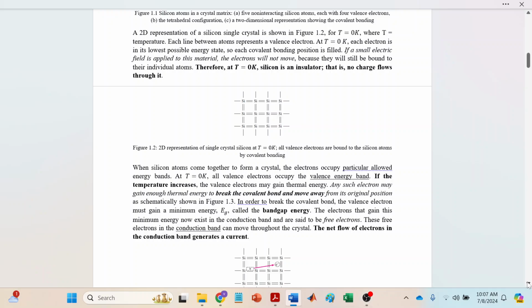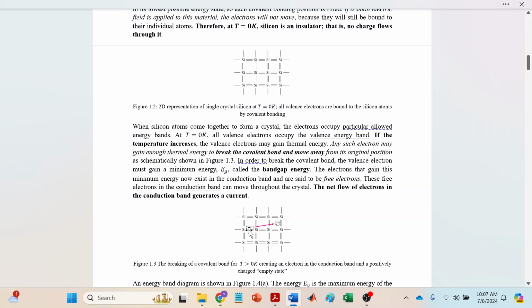So the valence electron will move from its original position. Looking at this figure, the valence electron was formerly here, but with an increase in temperature, the valence electron will gain some thermal energy that will cause the covalent bond to be broken, and it will move away from its original position to this position.